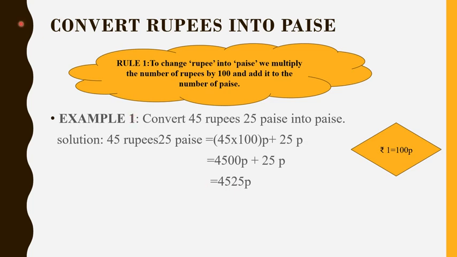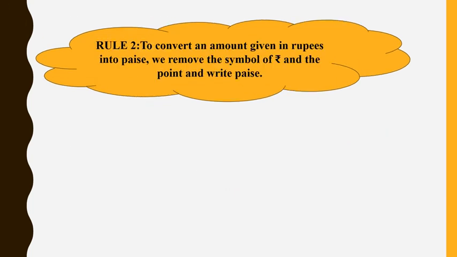Okay. Let's see rule number 2. Rule number 2 says to convert an amount given in rupees into paise, we remove the symbol of rupees and the point and write paise. Let's understand this with an example. Rupees 51.25. How has it been written over here? Straight away the answer is written 5125p, paise. There are no steps involved, right? Directly the answer is written.